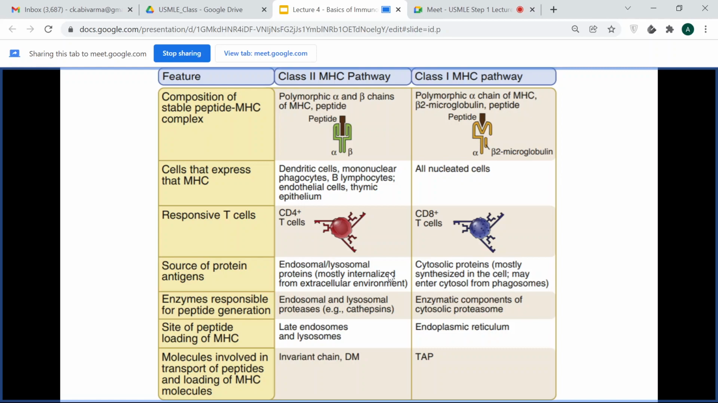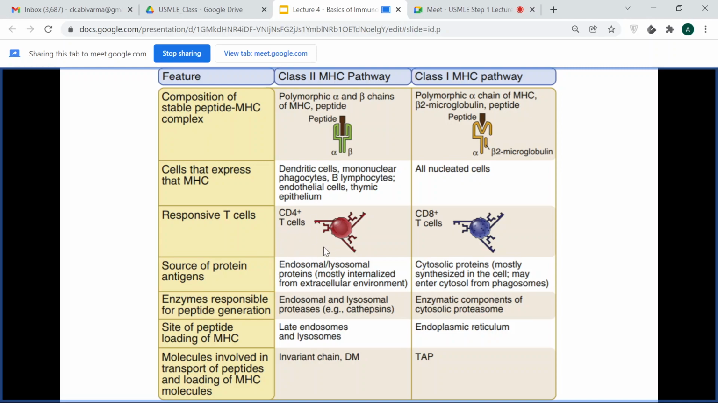Also keep in mind some of the differences between the pathways of MHC class 2 and 1. So 2 is external, 1 is internal. The main difference also comes from the structure: MHC class 1 has beta 2 microglobulin, whereas class 2 has two symmetrical alpha and beta chains. The cells that express these different types also differ. Then the T cells that respond to the molecules are different too: MHC class 2 is CD4 and class 1 is CD8.